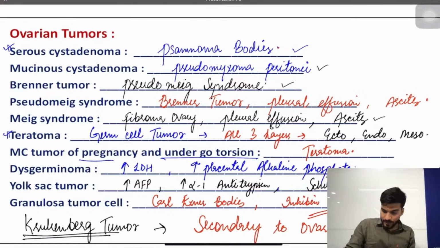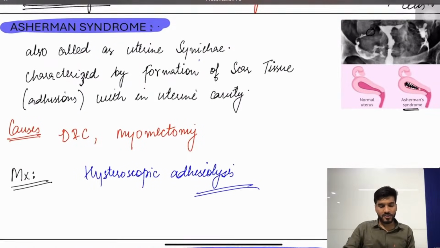Teratoma, all three layers are present: ecto, endo and meso. And this is the most common tumor associated with torsion and pregnancy. Okay, dysgerminoma में LDH and increased PLAP. Schiller-Duval bodies with AFP and alpha-1 antitrypsin is yolk sac tumor. Inhibin and Call-Exner bodies is granulosa cell tumor. And if the tumor is secondary to the ovaries from stomach or breast cancer with signet ring cells, that's classically Krukenberg's tumor.